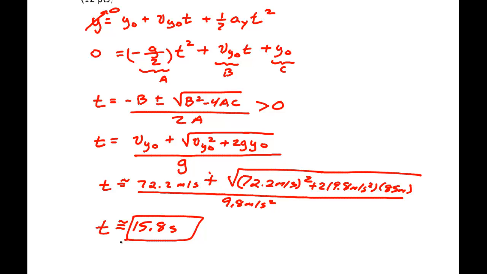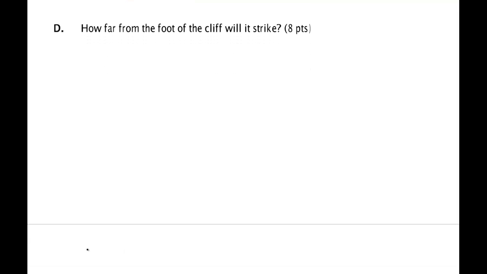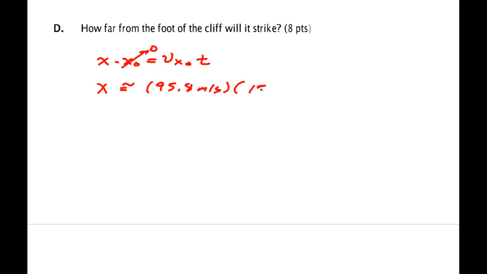Now, the next part of the problem: how far from the cliff will it strike? It turns out that this is a pretty easy part of the problem because we know the speed in the x direction and the time that this projectile is in the air. So x minus x naught is Vx naught times t. X is approximately 95.8 meters per second times approximately 15.8 seconds. So the distance that it travels is approximately 1,510 meters, at least to 3 sig figs.